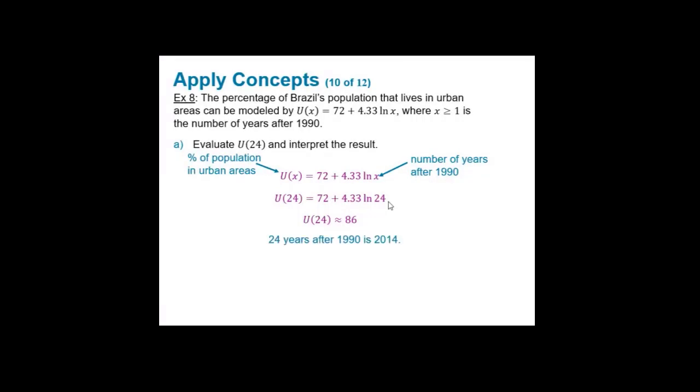And so now let's interpret this. First we have to deal with this 24. That's the number of years after 1990. So 24 years after 1990 is 2014. So in 2014, about 86% of Brazil's population lived in urban areas.